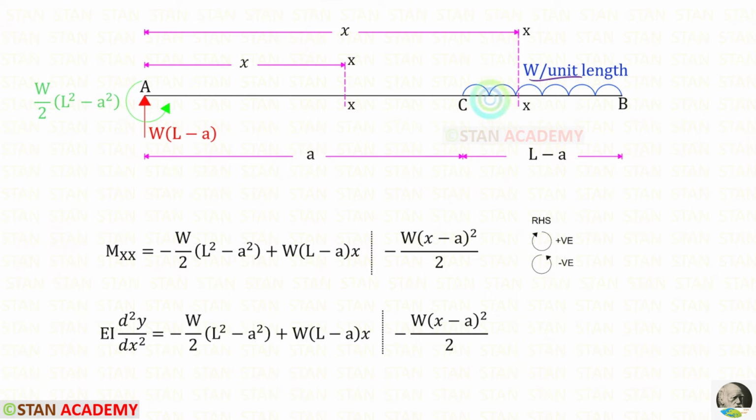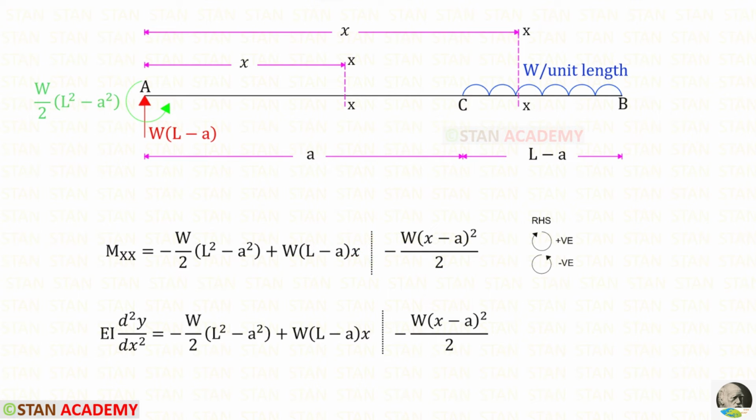The UDL is acting in the anti-clockwise direction, so it will be negative. For the UDL, we have to take this distance. This distance is x minus a. We know that with the UDL, we have to multiply the distance and then the distance by 2. So w into (x minus a) the whole power square upon 2. This term should be separated by this line.